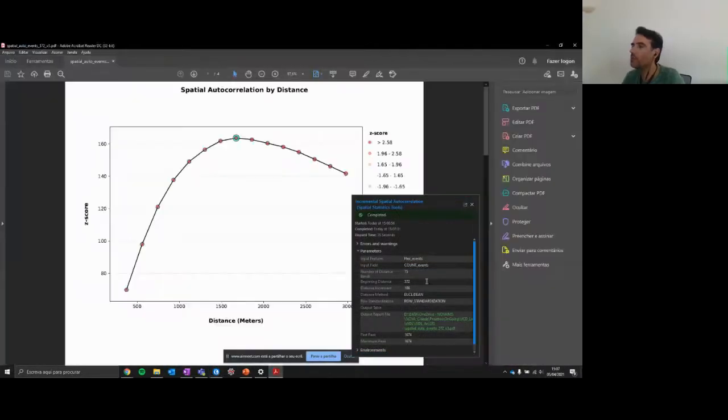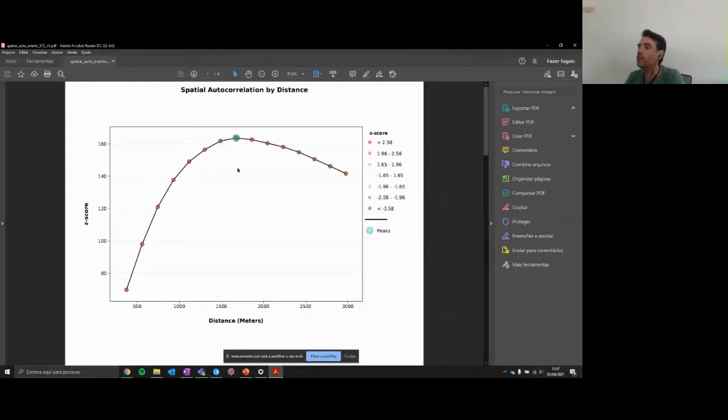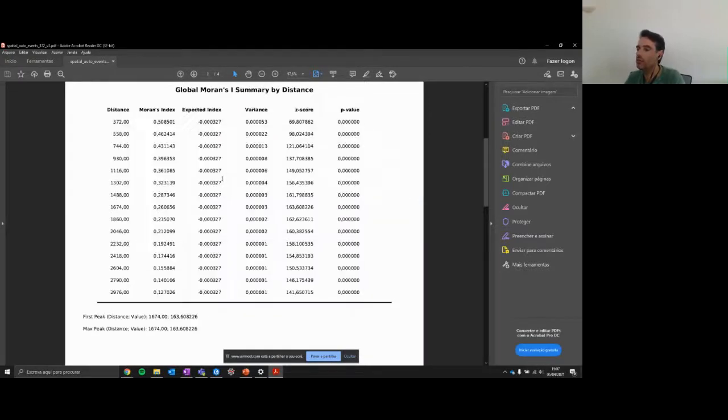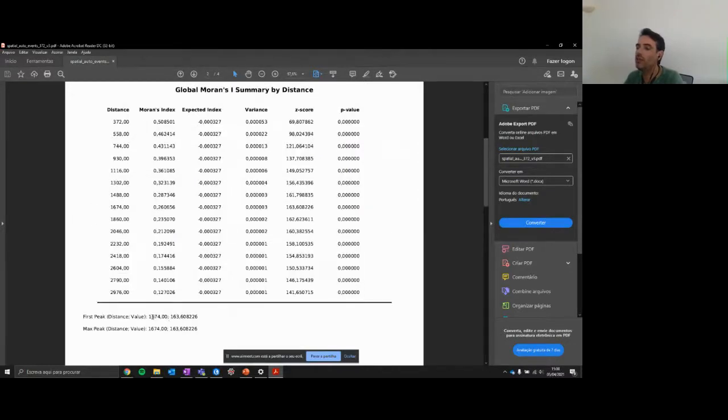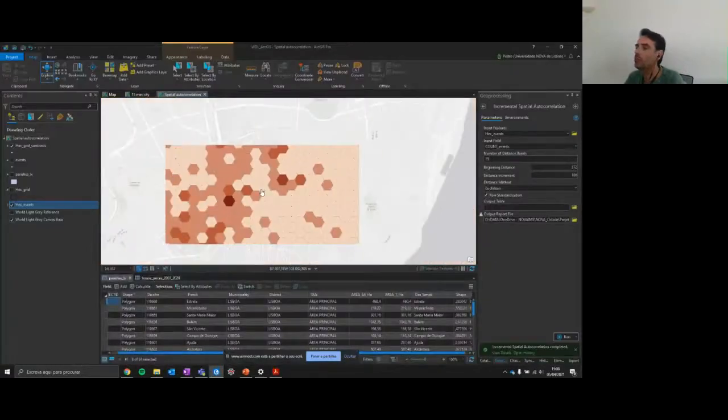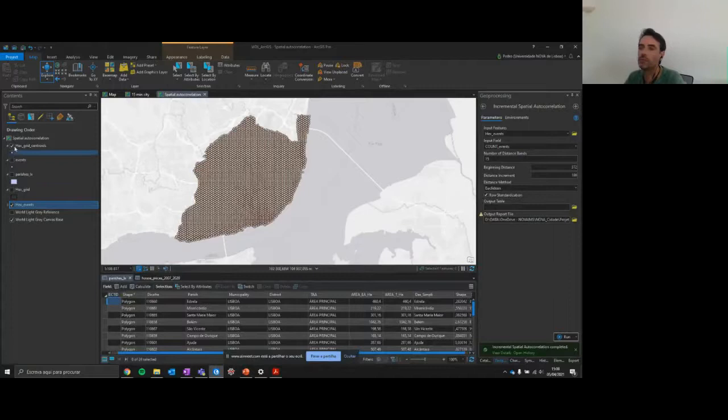I will show you. So, as you can see, there is a peak here, 1,674 meters. There is a peak here where the z-score reaches its maximum, saying that the spatial clustering is maximum here, okay? And we can use this distance to run a hotspot analysis.